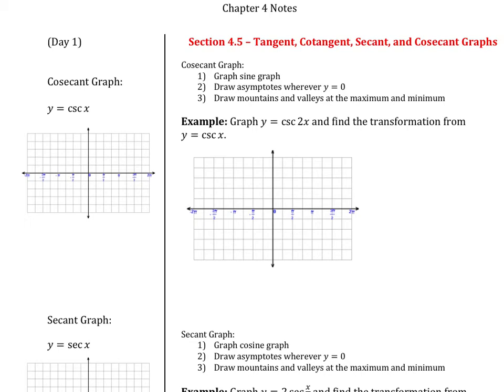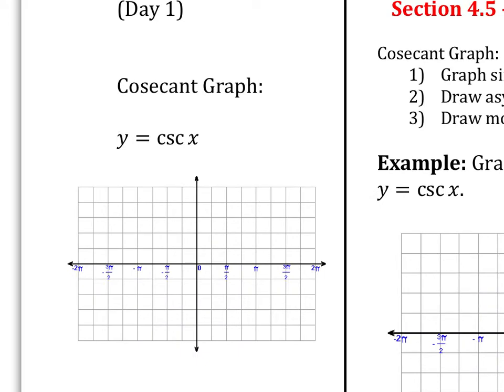In this section, we're going to break it up into 2 days. The first 2 days, we're going to graph secant and cosecant. And then the next 2 days, we're going to graph tangent and cotangent. So these graphs are not very hard to draw as long as you remember how to draw the sine and cosine graph. So let's start with cosecant.